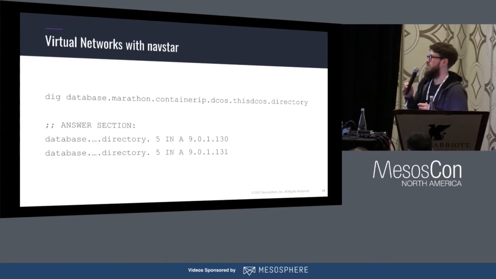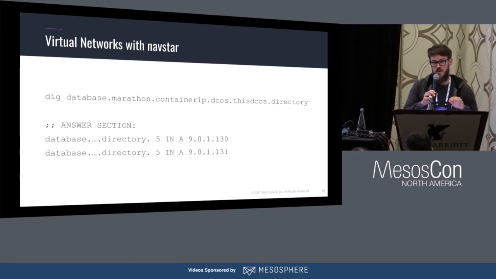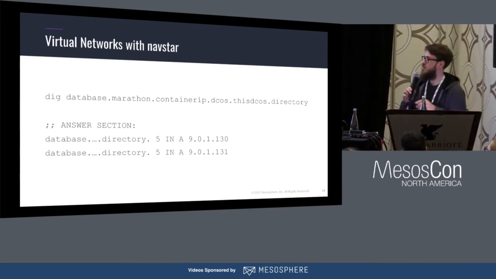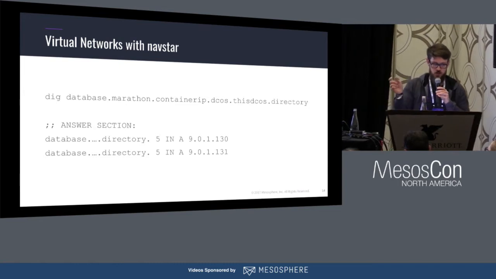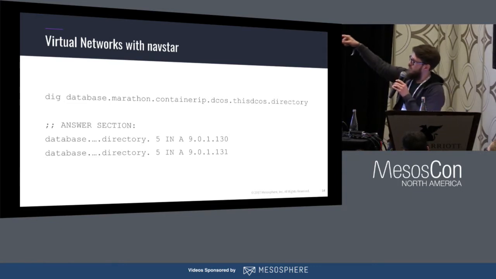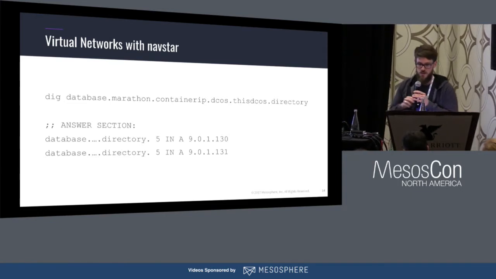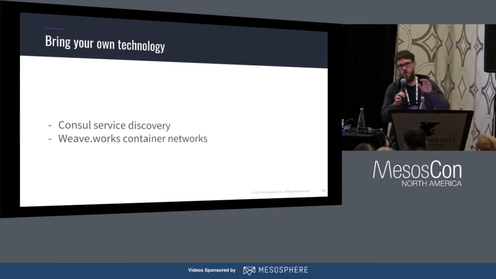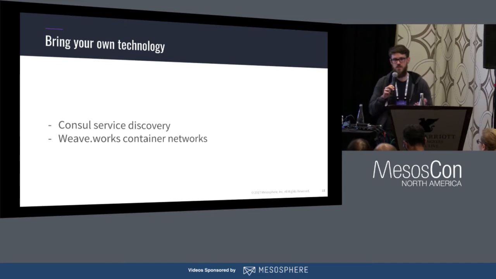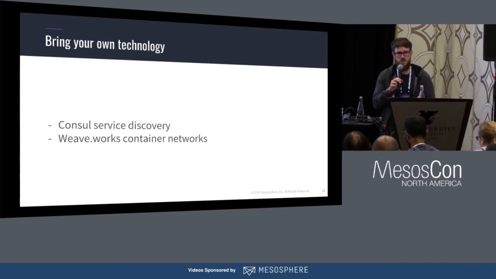You would get the following answer. You would get two answers for a DNS A record. Again, with the whole hostname over there, it's too long for the slide, so I added three dots. You would get database, blah, blah, blah, directory, and then two IPs for your two containers. Okay, so this is what we offer as a basic set for networking and service discovery options in DCOS.